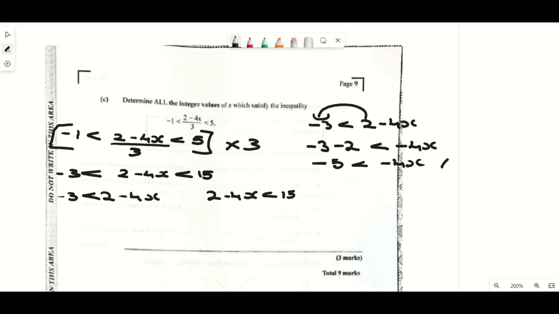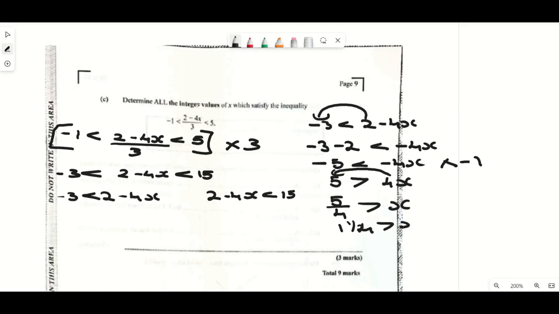We want positive x, so we're going to multiply the entire thing by negative 1. So negative 1 by negative 5 is 5. If you multiply your inequality by a negative 1, it flips. So instead of less than, it's going to be more than, right? And minus 4x multiplied by minus 1 would give you positive 4x. You carry across, divide by 4, so you're going to get 5 divided by 4, this x. So that is 1 1/4.